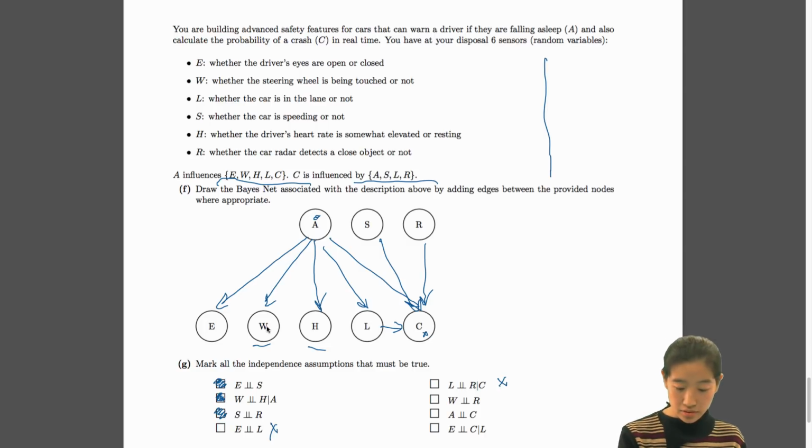What about W and R? They have nothing in common. This is totally fine. This was very easy. What about A and C? Oh my god, it's directly involved. Of course it's not going to be independent.